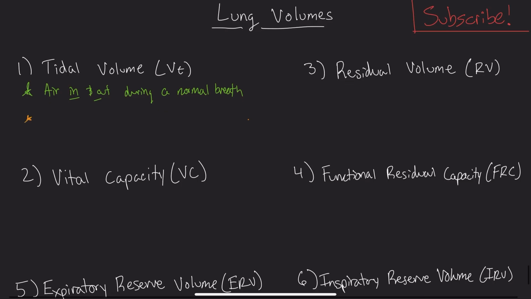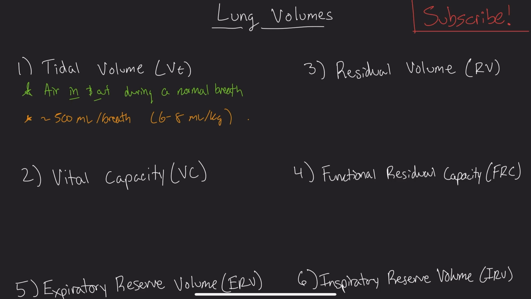A normal value for tidal volume is about 500 mLs per breath, or if it's weight based, it could be about 6 to 8 mLs per kilo of ideal body weight. So that's tidal volume there, very important moving forward.